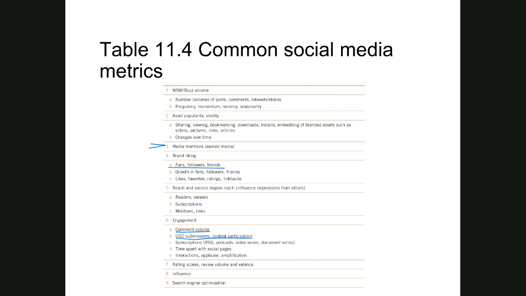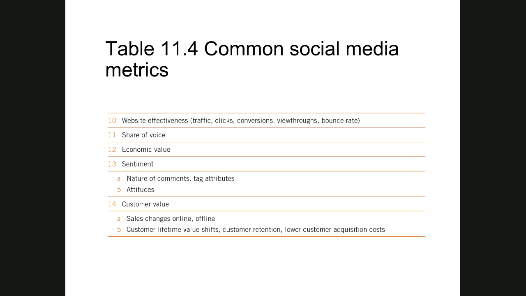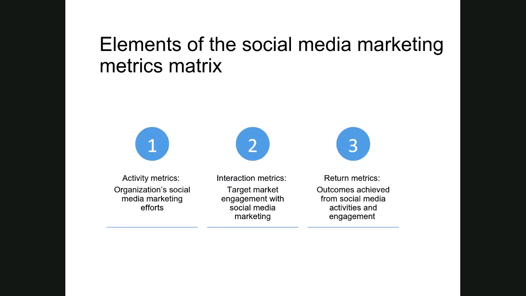So this is just a table of metrics that are commonly used. We've talked about traffic, clicks, conversions. How many people actually clicked through and purchased? Great metric. And your people who clicked through your Instagram ad converted and purchased. That's very positive. So, elements of the social media marketing metrics matrix.